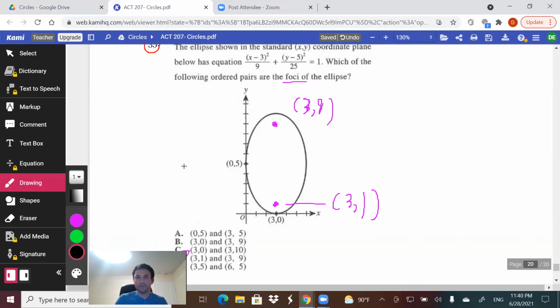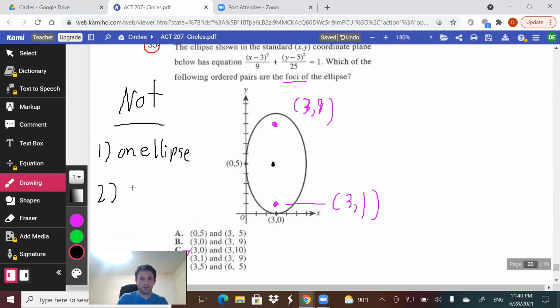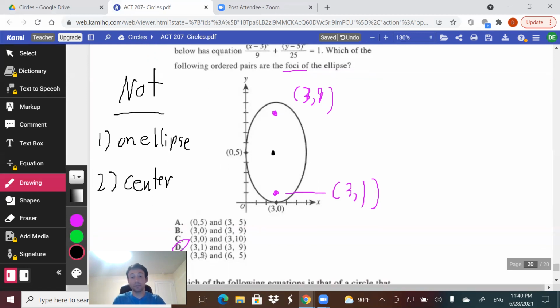So first off, foci are not on the ellipse, okay? They're not on the ellipse, and they're also not the center of the ellipse. So just by knowing what foci are not, they're not on the ellipse, and they're not the center of the ellipse, the only answer that can work here is going to be D.